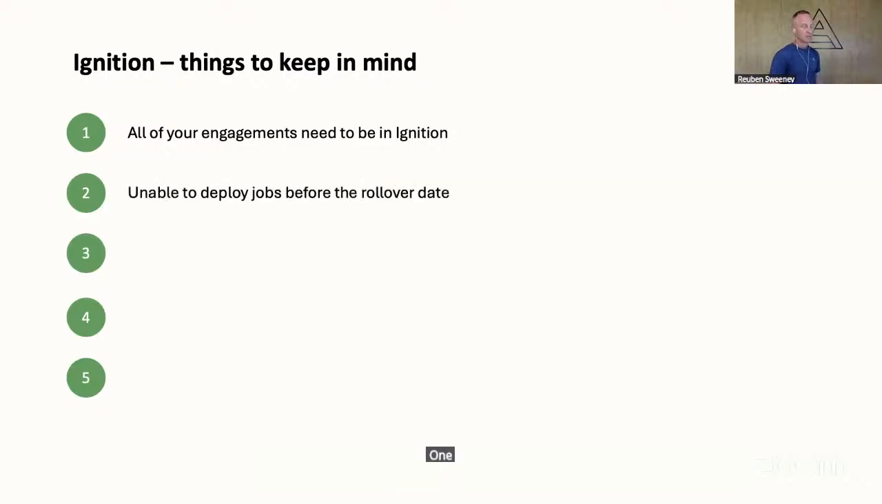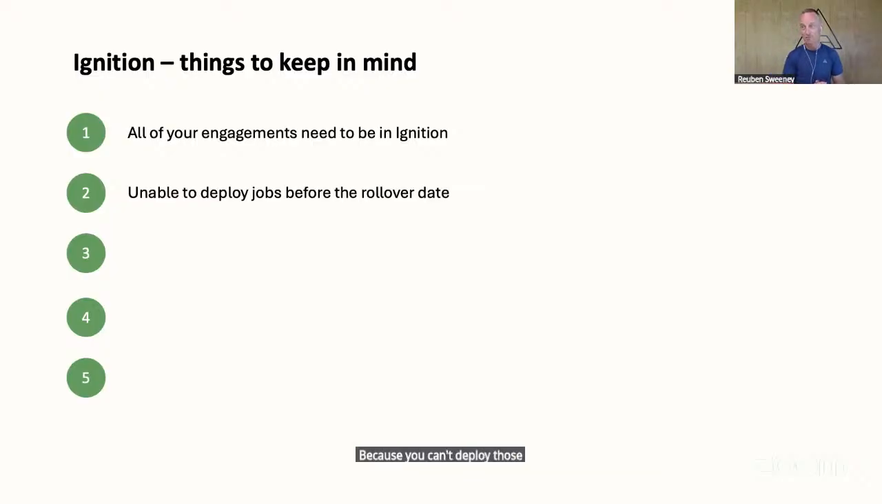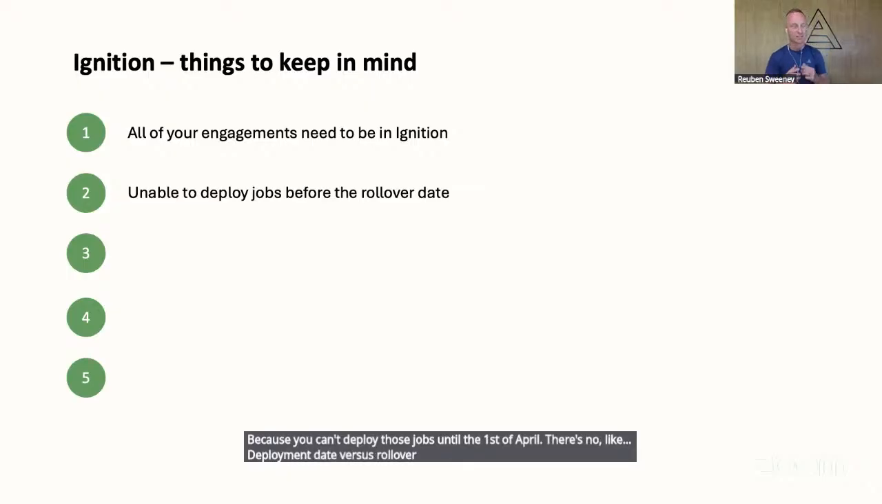One of the big drawbacks for us, and anyone who wants to start allocating work now, March, for April, May, June, and beyond, is if you're using Ignition right now, you're sitting here waiting in a workshop with Will and Ruben, and you can't actually do anything because you can't deploy those jobs until the 1st of April. There's no deployment date versus rollover date in Ignition. There are no separate dates there. It's the first date of the engagement is the day the job gets pushed into your XPM. It's a bit of a problem.